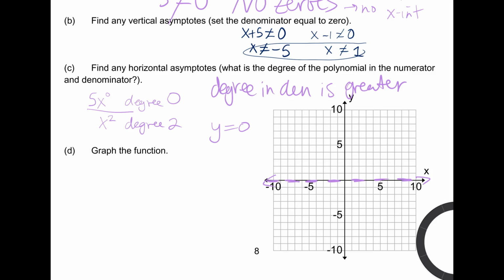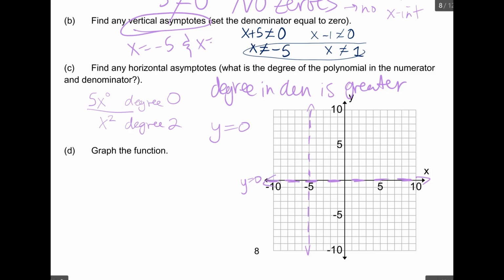And then I have 2 vertical asymptotes. Where are my vertical asymptotes? So my horizontal asymptote was y equals 0. I meant vertical. So my vertical asymptotes are going to be x equals -5 and x equals 1. Sorry, I was not saying what I wanted. Okay, so I have 3 different asymptotes on there.